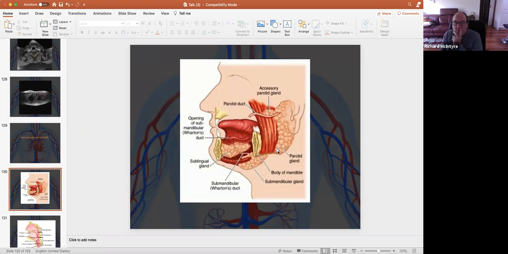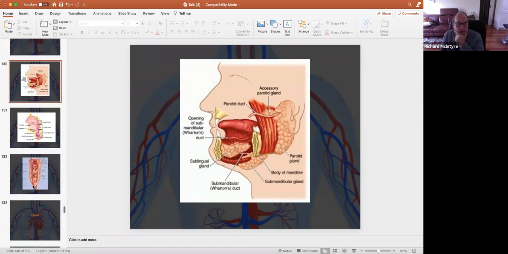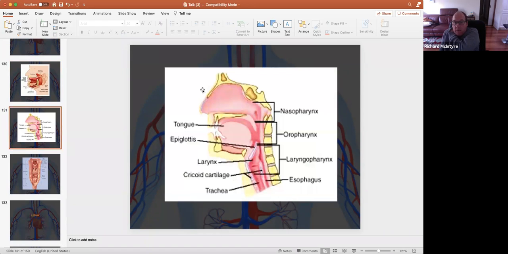Okay, so we've got the three glands there that we have to recognize. We'll also have to recognize the muscles, probably best to show on the actual images. The areas of the pharynx, which is most important: the nasopharynx, so the nasal cavity, the oropharynx, the oral cavity, and the laryngopharynx, also known as the hypopharynx.